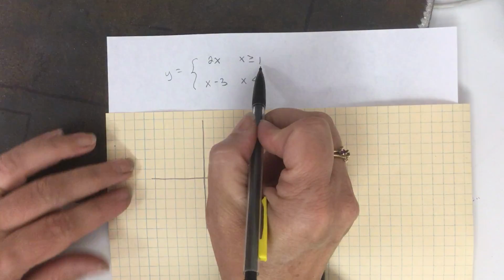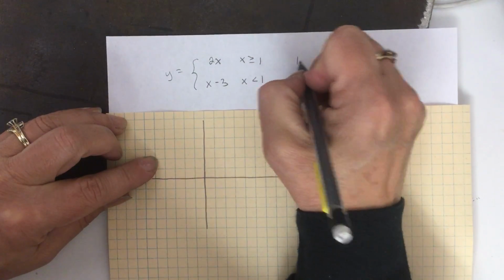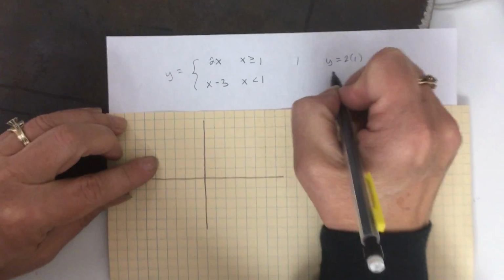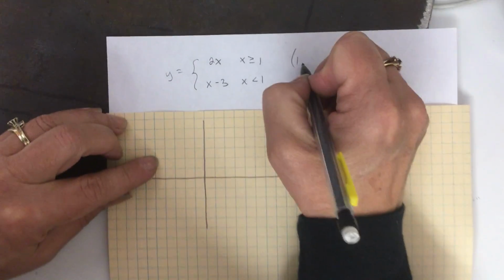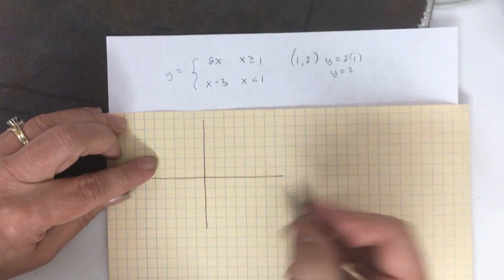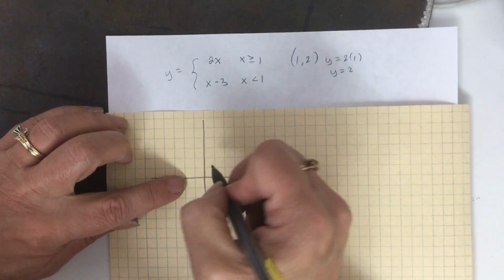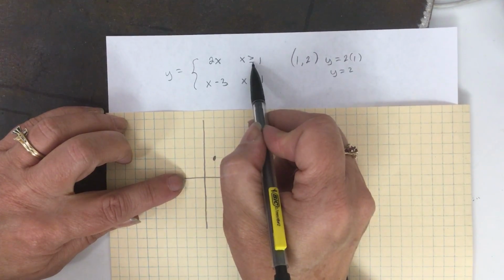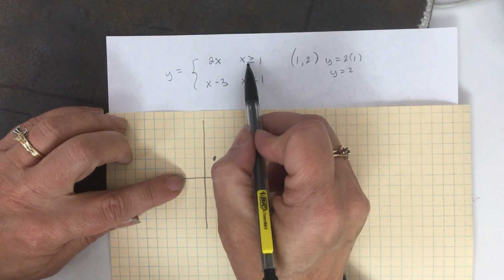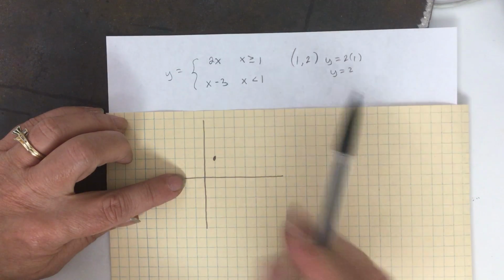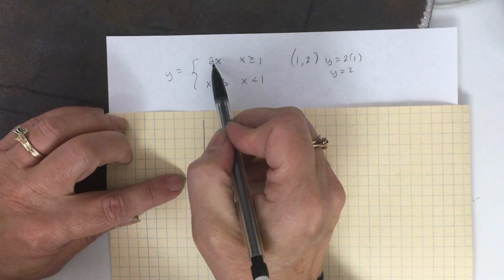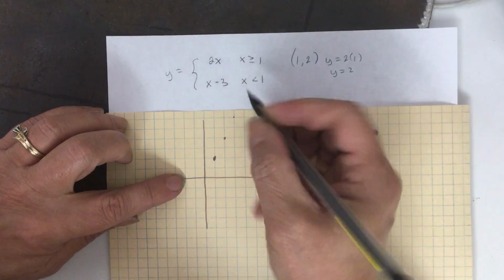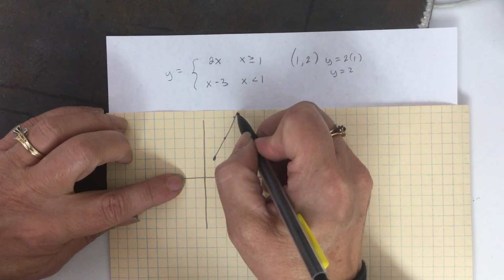So if I start at 1 and I plug it in, y is equal to 2 times 1, so y is equal to 2. So I plugged in 1, I got 2. So I'm going to plot the point 1, 2, and I'm going to have a closed dot because it's greater than or equal to 1. Then this is everything to the right of 1, so I'm going to graph over here, and my slope is 2. So up 2 over 1, up 2 over 1. So my graph is going to look like that.